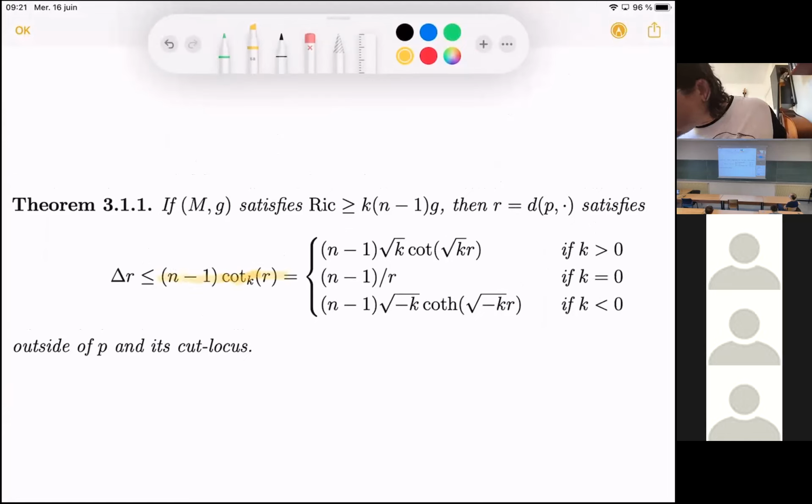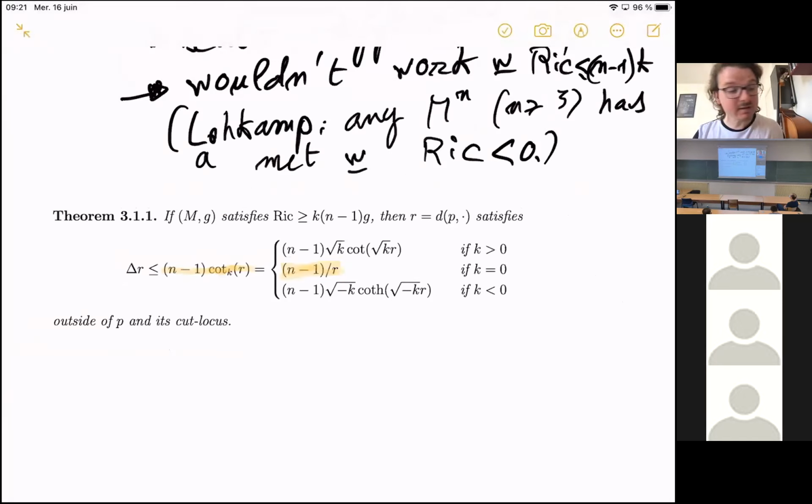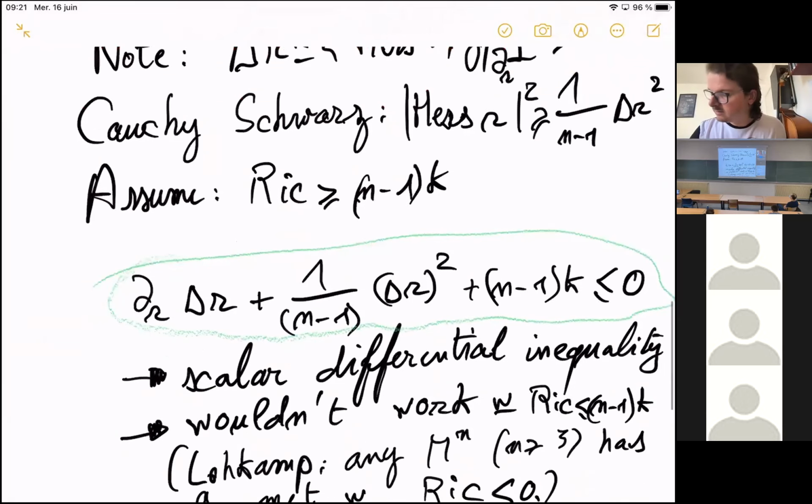And maybe it will be enough for the rest of the lecture just to focus on that case, which is just that it's less than (n minus 1) over R, which is what it is in the Euclidean case, if we have non-negative Ricci curvature. And the thing is just to try to solve this ODE and to compare the solution. So you have an inequality for the Laplacian of R. You look at the solution of u prime plus 1 over (n minus 1) u squared plus (n minus 1) k equal to 0, and then you do a comparison.